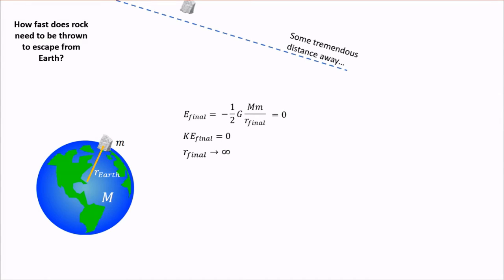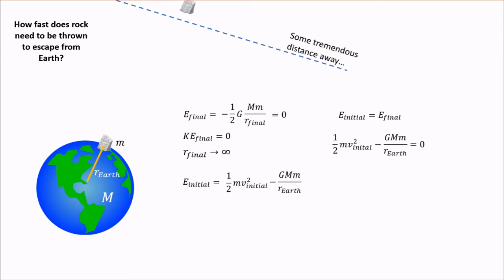Now the initial energy. At first, your rock has just launched. It has an initial velocity, but it hasn't gotten any higher up yet than the Earth's surface. It is not orbiting, so we don't use the orbiting energy formula. Instead, we have the kinetic energy of the rock, which is entirely due to its initial velocity, and we have the gravitational potential, which is given by minus GMm over the radius of Earth. Now, since the initial energy equals the final energy, we can write this equation.